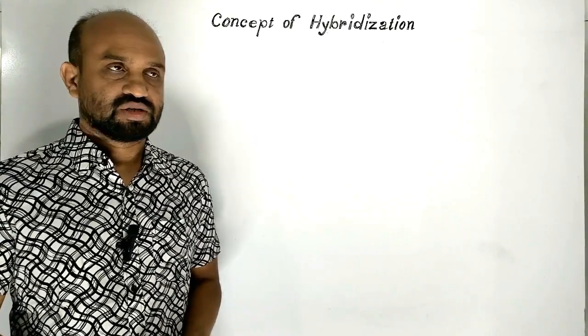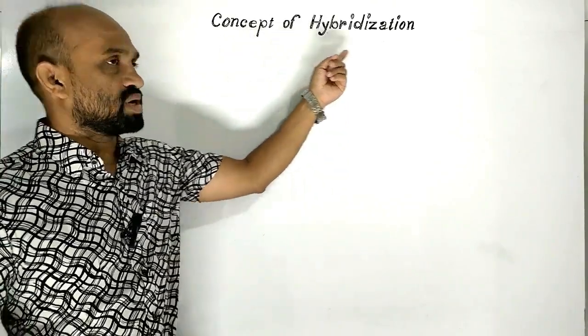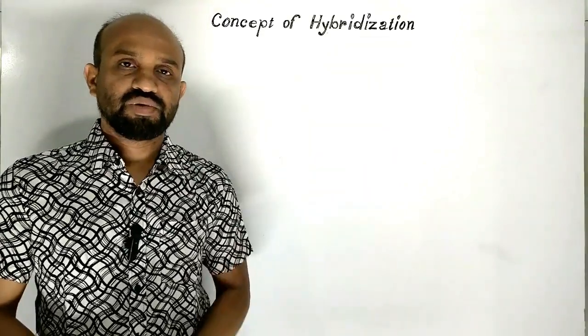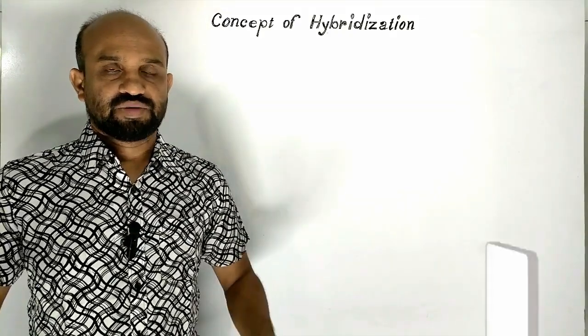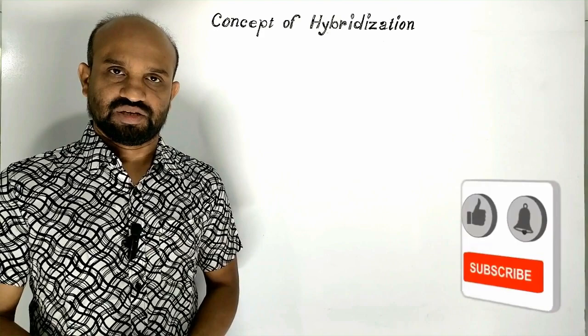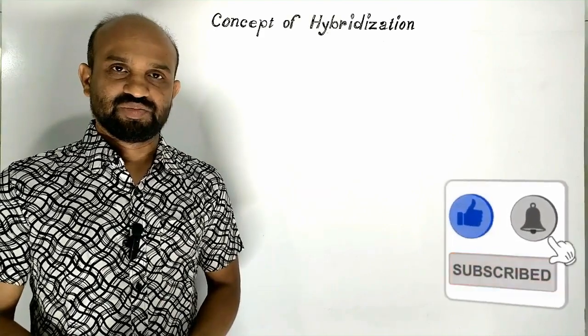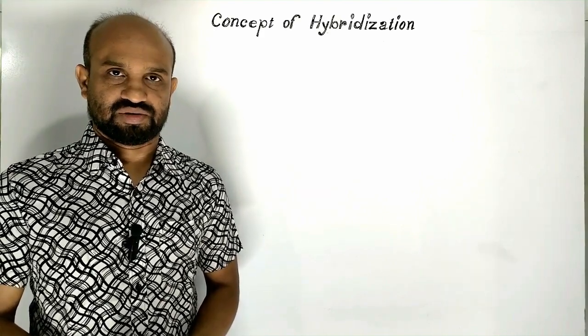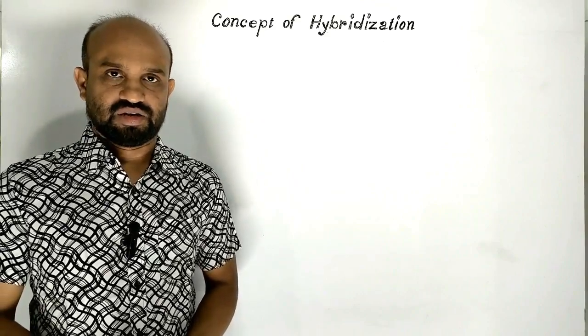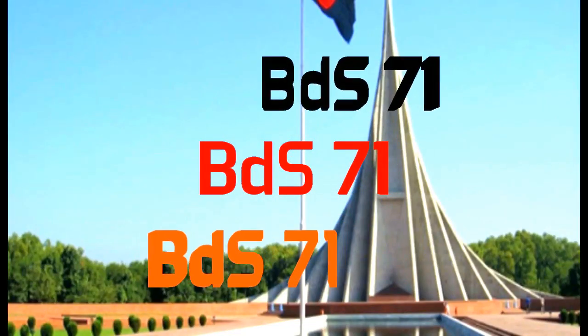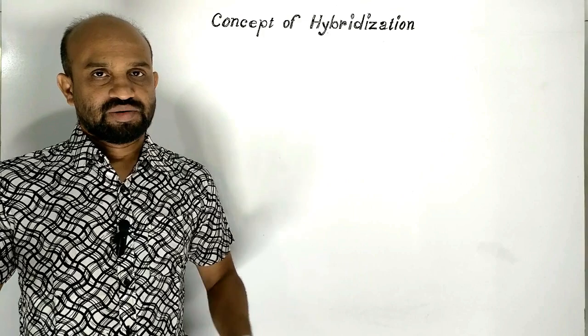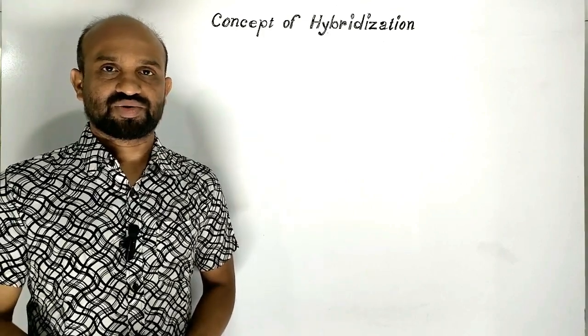Today, I am going to discuss the concept of hybridization. What is the meaning of hybridization? Hybridization means mixing. In chemistry, this means mixing of orbitals. Let's see the matter in detail. Hybridization. Let's start with methane.